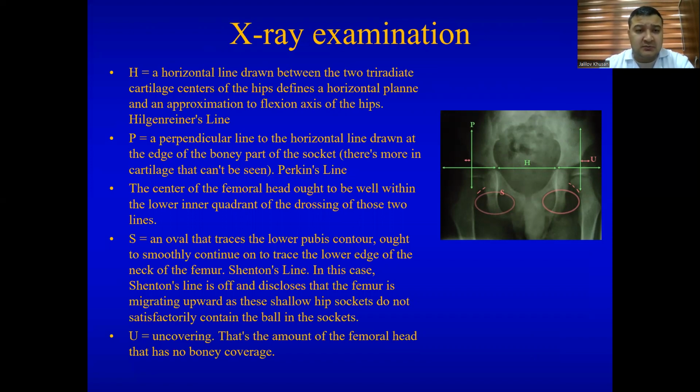The center of the femoral head ought to be well within the lower inner quadrant of the crossing of those two lines. Shenton's line traces the lower pelvic contour out to the smooth contour tracing the lower edge of the neck of the femur.